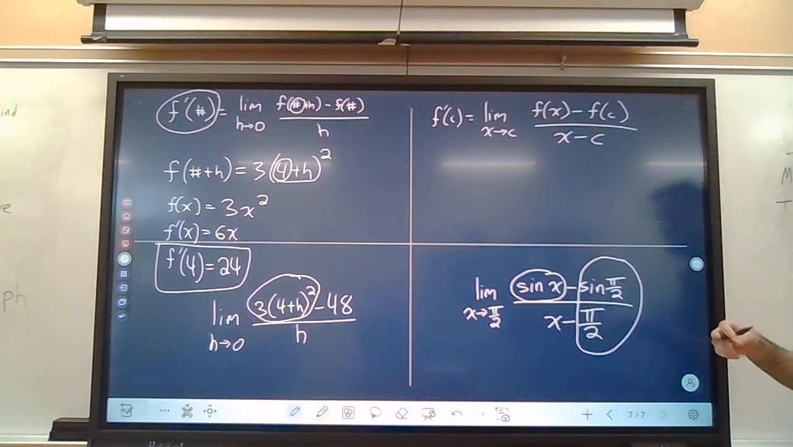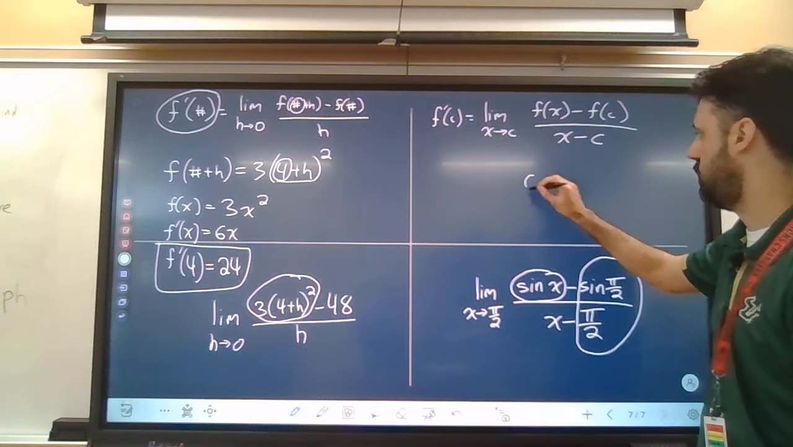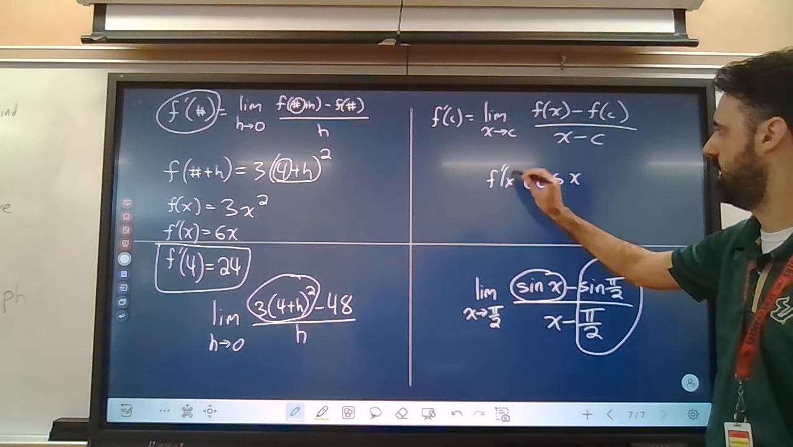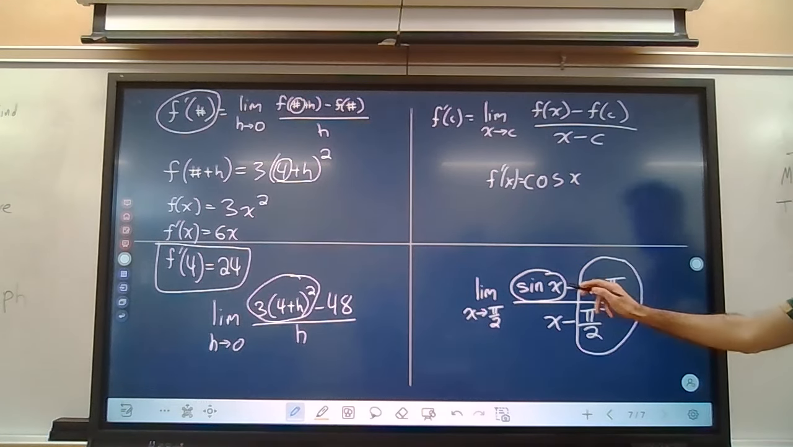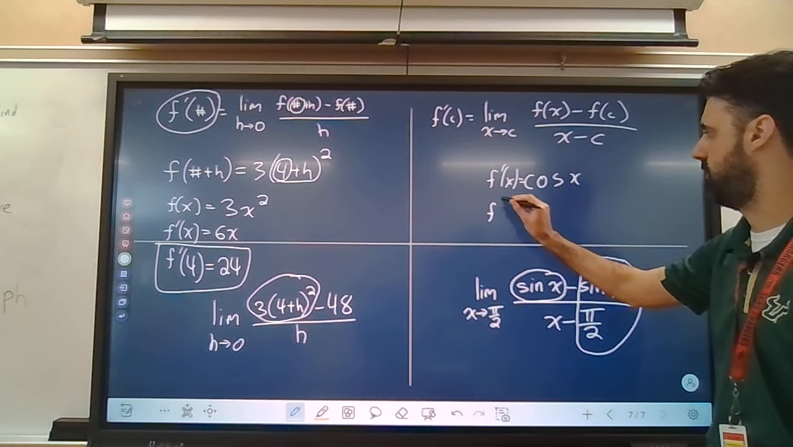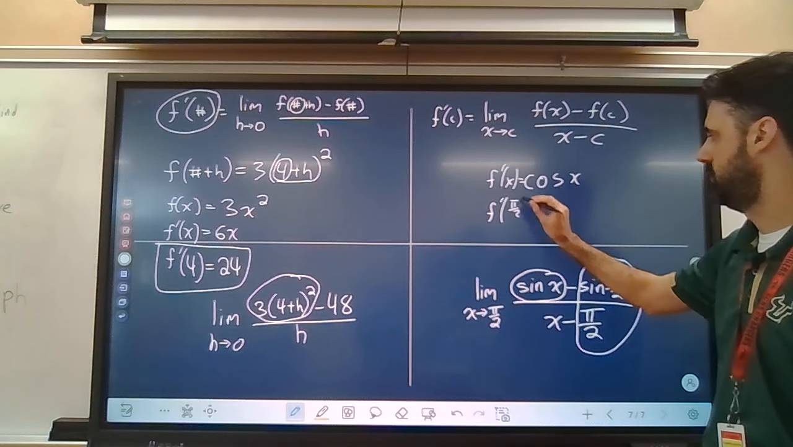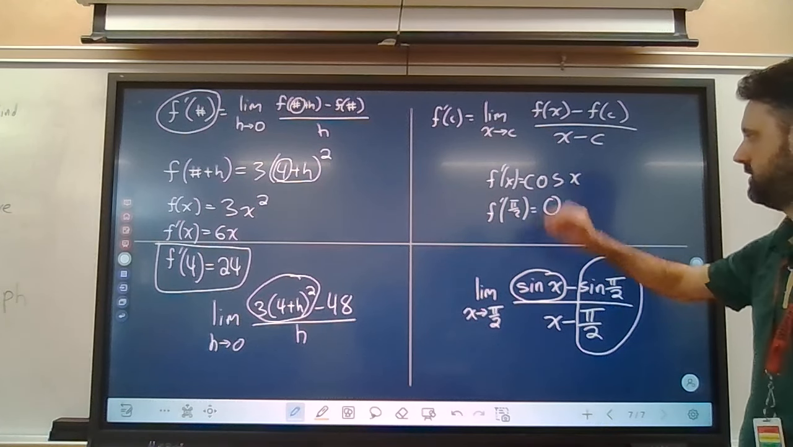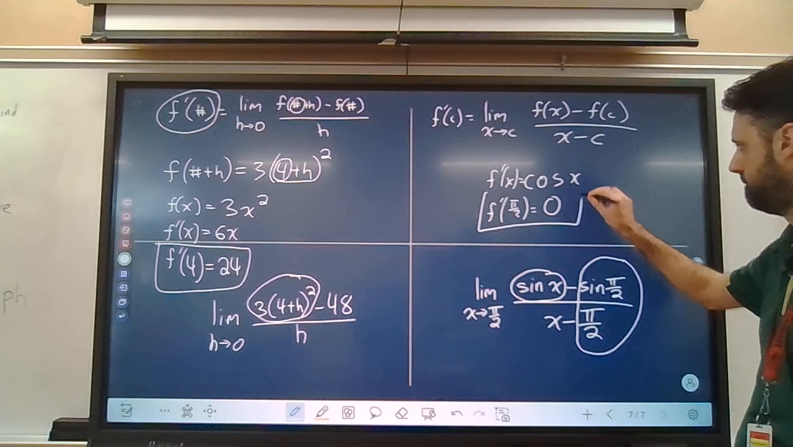The derivative of sine of x is going to give us cosine of x. Cosine of x, that's f prime of x then. But we are looking now at plugging in pi over 2. And so f prime of pi over 2. That would be cosine of pi over 2, which is 0. So that would be our answer to this one here.